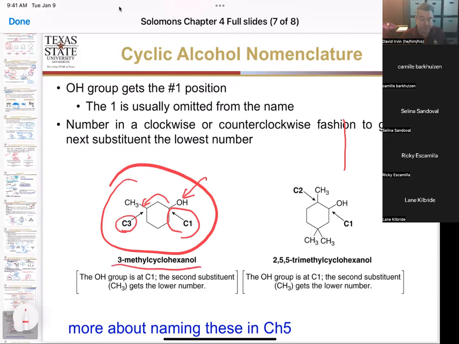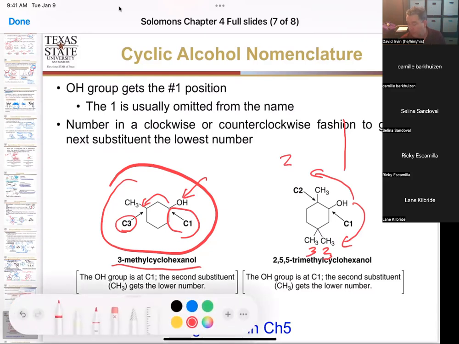Okay. Now, if we have a choice of going around the ring, we still have to get our first group at that lowest position. So notice that if we go in this direction here, we have a 2. But if we go in this direction here, this would be a 3, 3. Those 3s are bigger than 2. Therefore, we have to go counterclockwise around that ring to give that methyl group our lowest position. So when going around the ring, you want to have your next substituent at the lowest position possible.